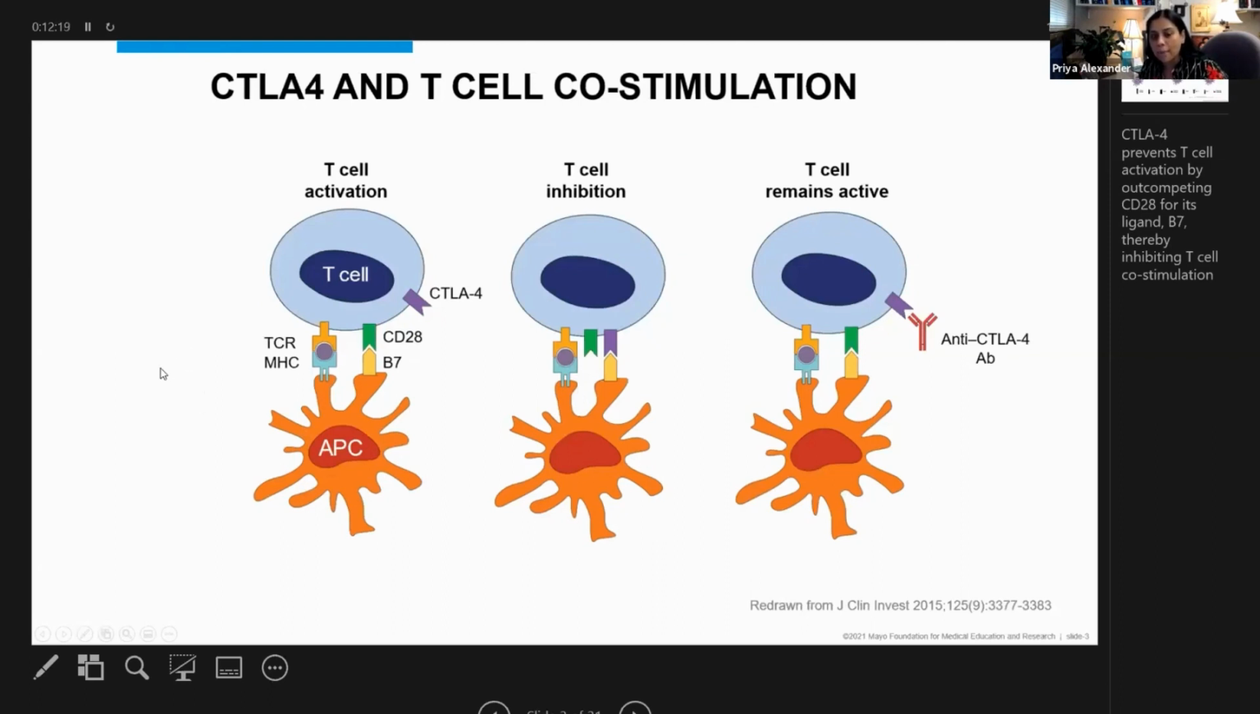So when you use a monoclonal antibody that is targeted against the CTLA-4, you have a continuous state of T cell activation or overstimulation. And as a result, you have a hyperimmune system, which is utilized to destroy tumor cells.